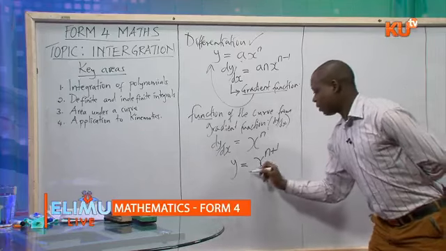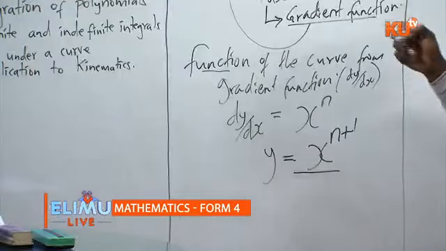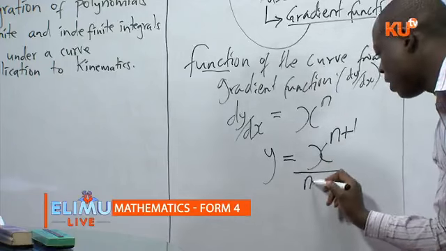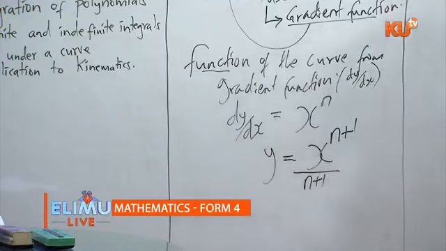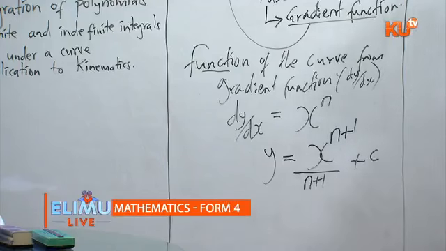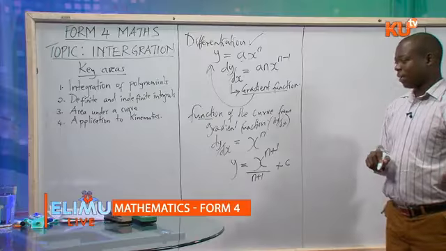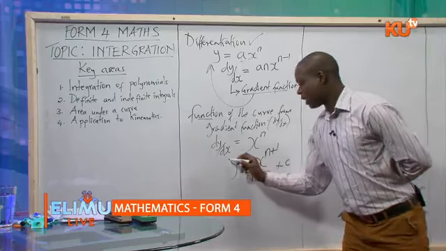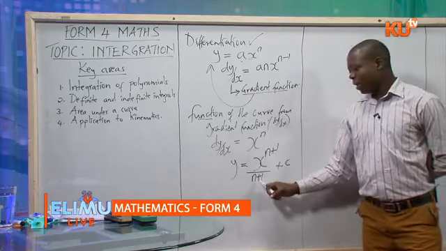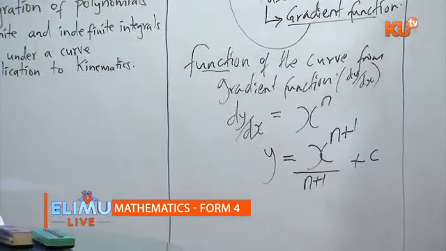And then the first process, which was multiplication, now the opposite of it becomes division, but we divide by the new power, n+1. And then we add a constant c. So this is how we carry out integration. We add 1 to the power, divide by the new power, then we add a constant c.